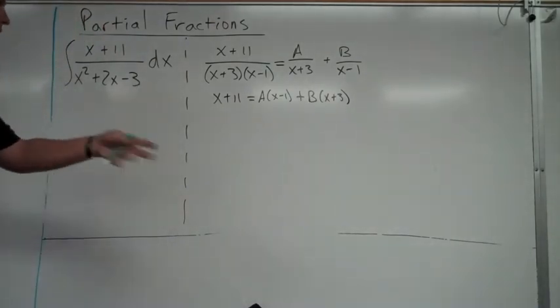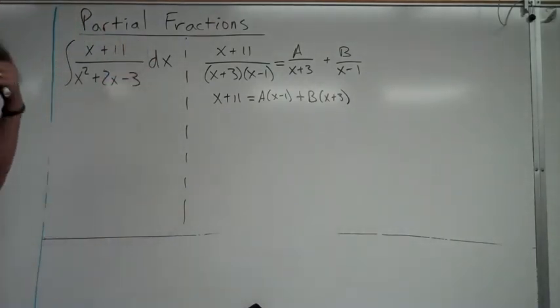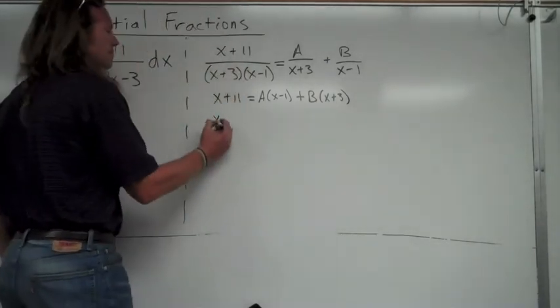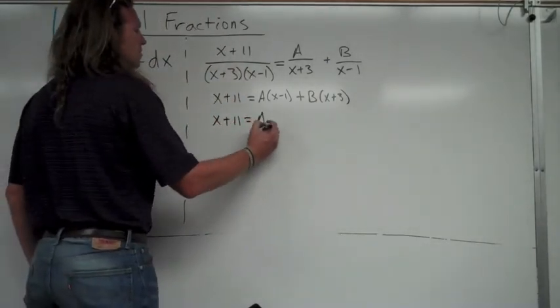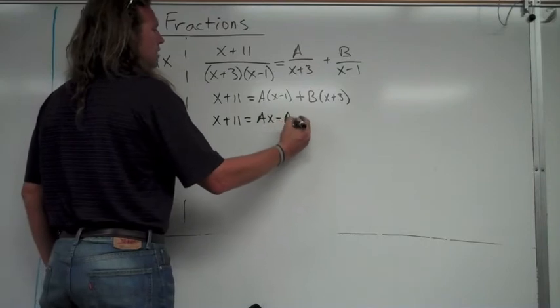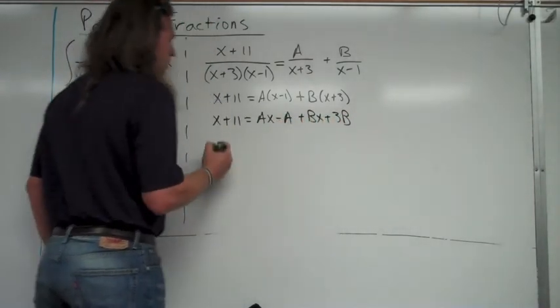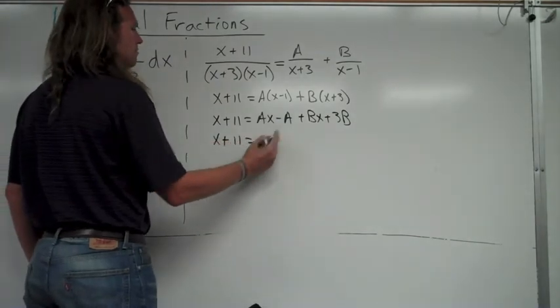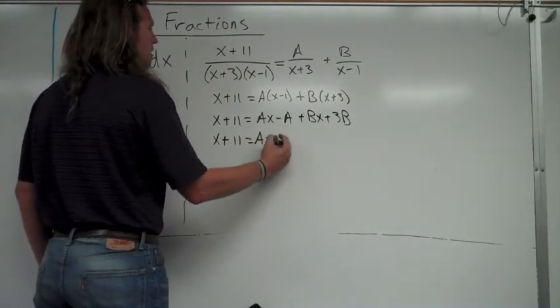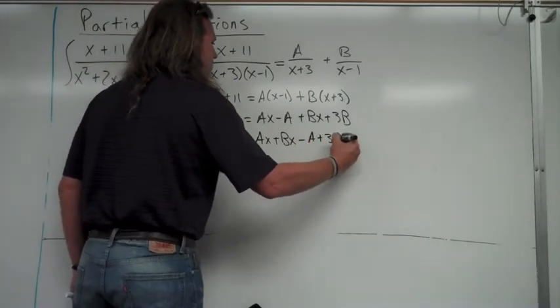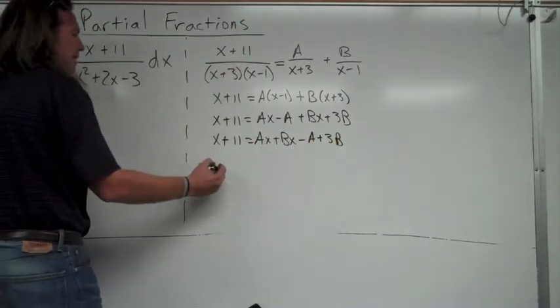Okay, so at this point, I'm going to go a little quicker and try to simplify and combine like terms over here. We'll start by distributing: Ax − A + Bx + 3B. Combine my like terms, get my x's together: Ax + Bx − A + 3B. Factor my x out.